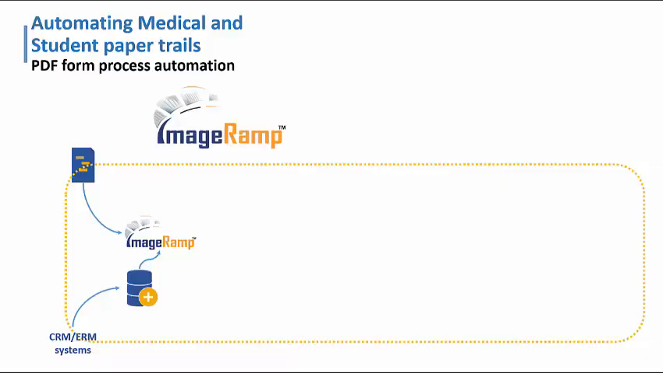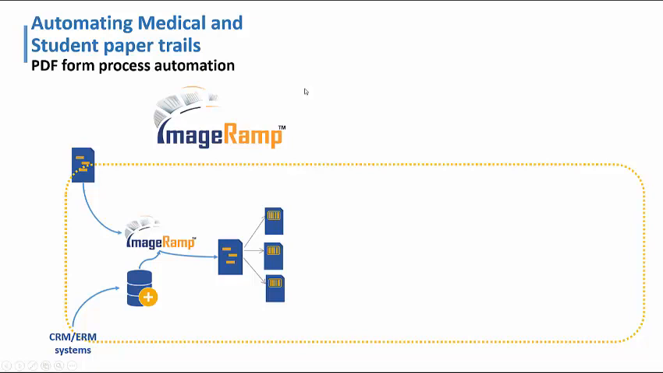In today's video, we're going to talk about automating PDF forms, whether they're medical patient records or student travel request forms. It's a very similar process. So we start with a PDF form that's going to come into ImageRamp along with a list of recipients for that form coming from an external data management system.